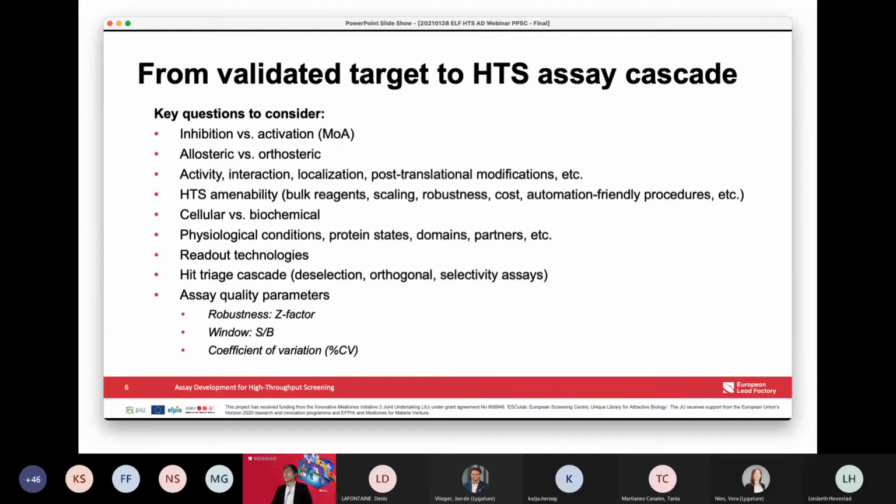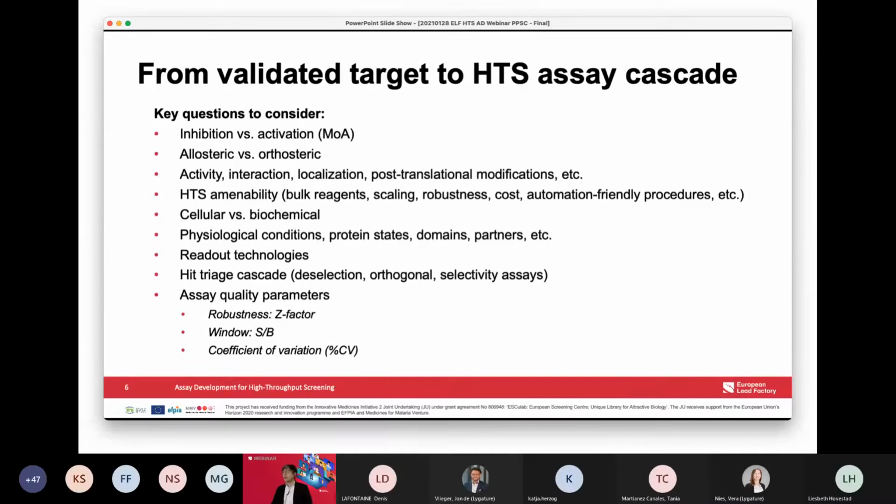Is it an enzymatic activity? Is it an interaction between 2 or 3 partners? Are we looking to inhibit a certain localization? The answers to these questions would determine what kind of assays to employ, but also how to tune and optimize and tailor your assays. The next question is what kind of HTS assays are amenable for screening.